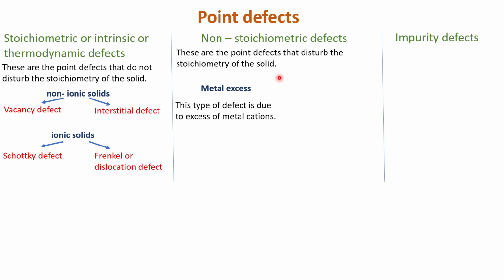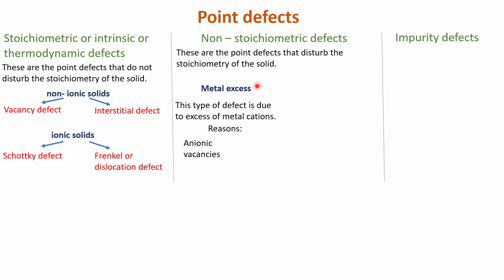This includes metal excess defect. Metal excess defect is the defect due to excess of metal cations. I told you in stoichiometry, the number of cations and anions will be equal, but in this non-stoichiometric defect, the stoichiometry is disturbed. So how will stoichiometry be disturbed? Either the number of cations will be more, or the number of anions will be more. In the case of metal excess, that means cations. Metals are generally cations, so metals are present in excess.